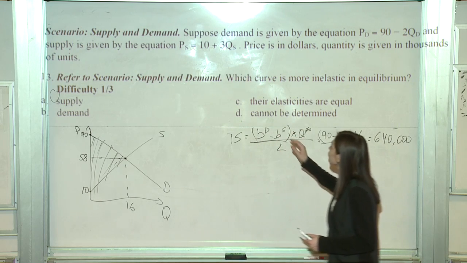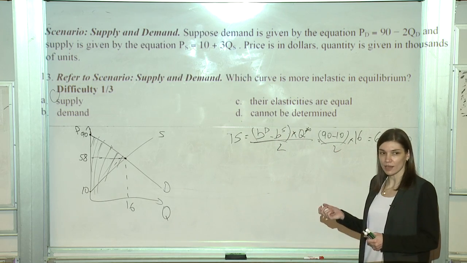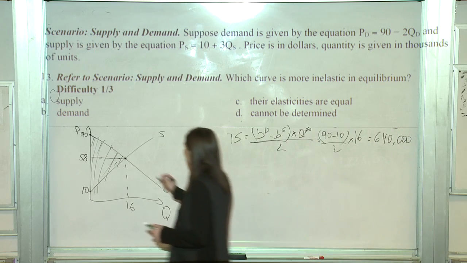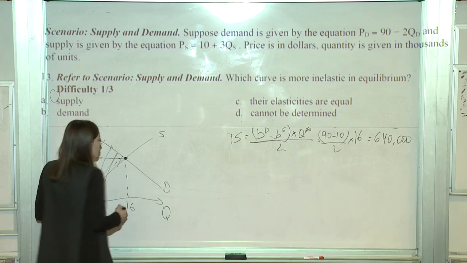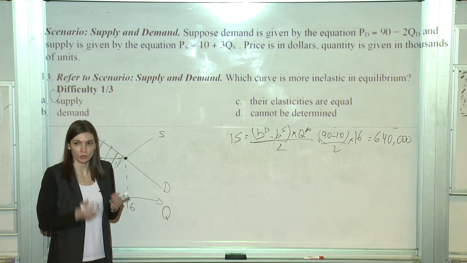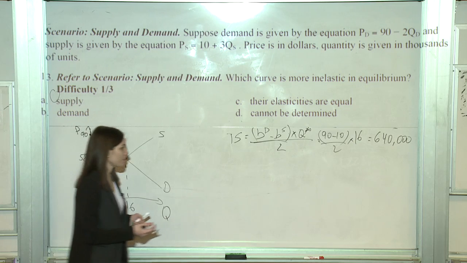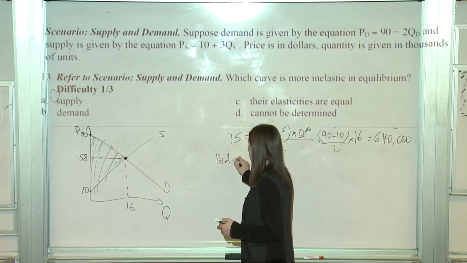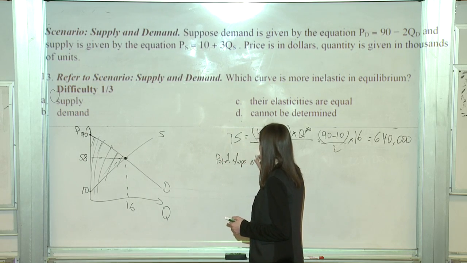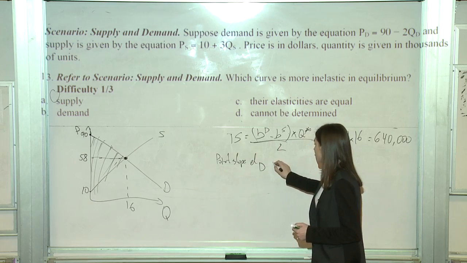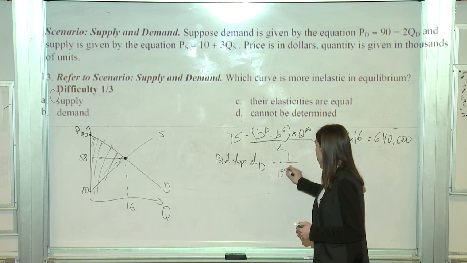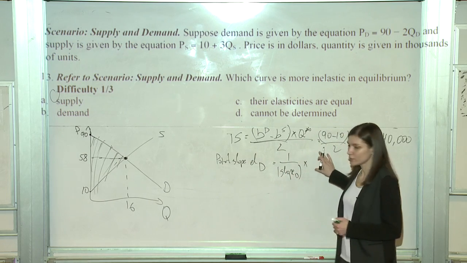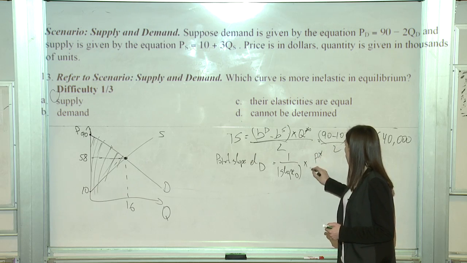All right, the next question is, which curve is more inelastic in equilibrium? So in equilibrium, we're going to compare the elasticities. We're going to use the point slope formula for that. So at the equilibrium point, the point slope elasticity of demand would be 1 over the slope of the demand curve times P over Q, but this is in equilibrium, so it's P star over Q star.